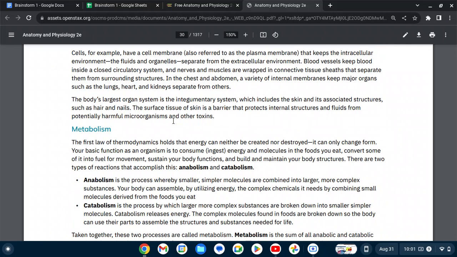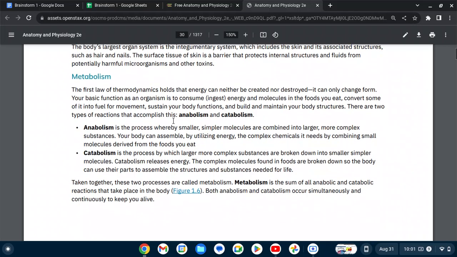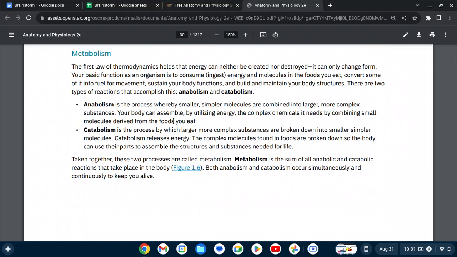The surface tissue of skin is a barrier that protects internal structures and fluids from potentially harmful microorganisms and other toxins. Metabolism. The first law of thermodynamics holds that energy can neither be created nor destroyed, it can only change form. Your basic function as an organism is to consume energy and molecules in the foods you eat, convert some of it into fuel for movement, sustain your body functions, and build and maintain your body structures.